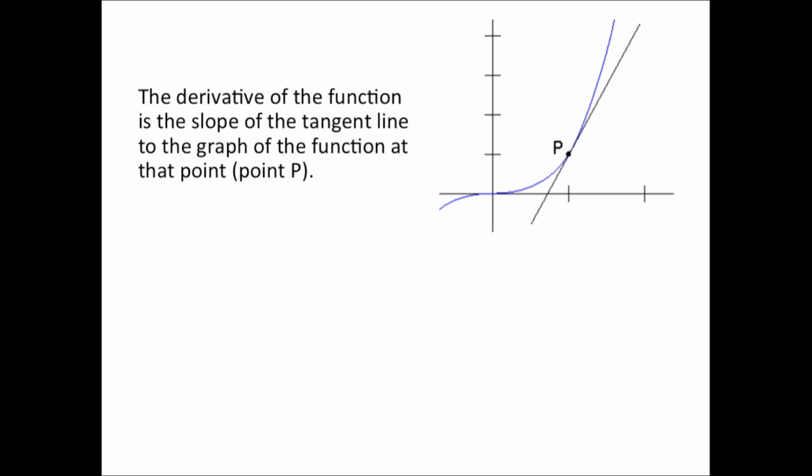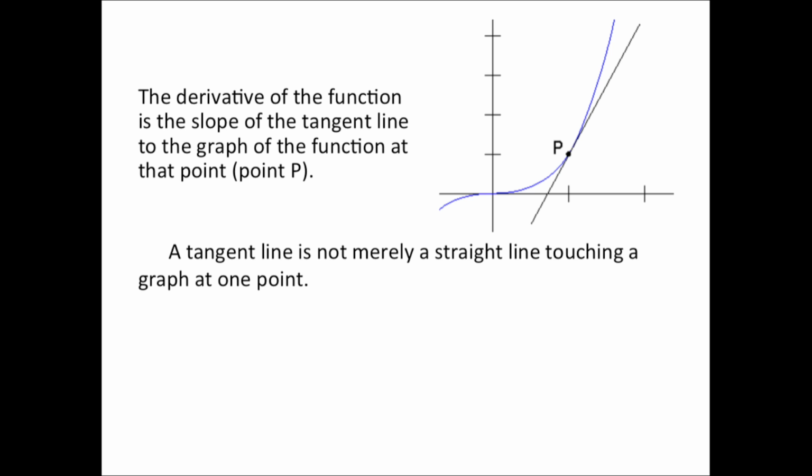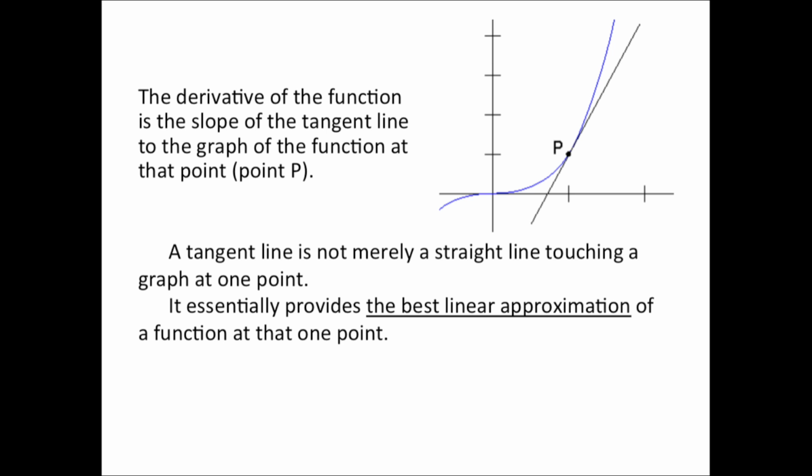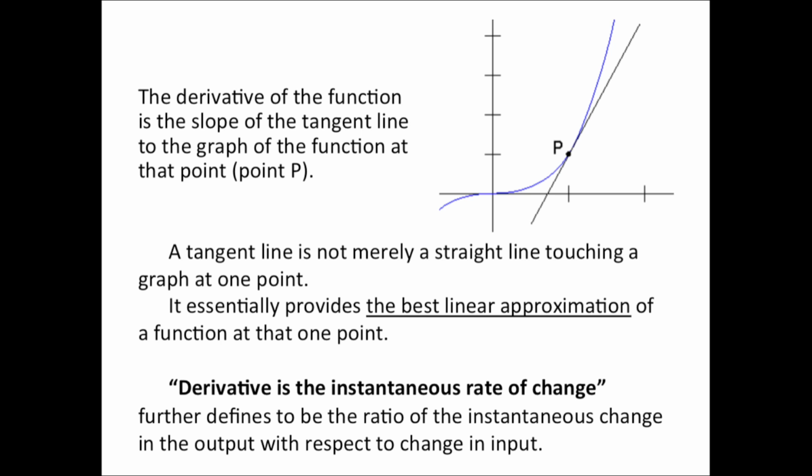The derivative of the function is the slope of the tangent line to the graph of the function at that point. A tangent line is not merely a straight line touching a graph at one point. It essentially provides the best linear approximation of a function at that one point. Therefore, this statement further defines it to be the ratio of the instantaneous change in the output with respect to change in input.